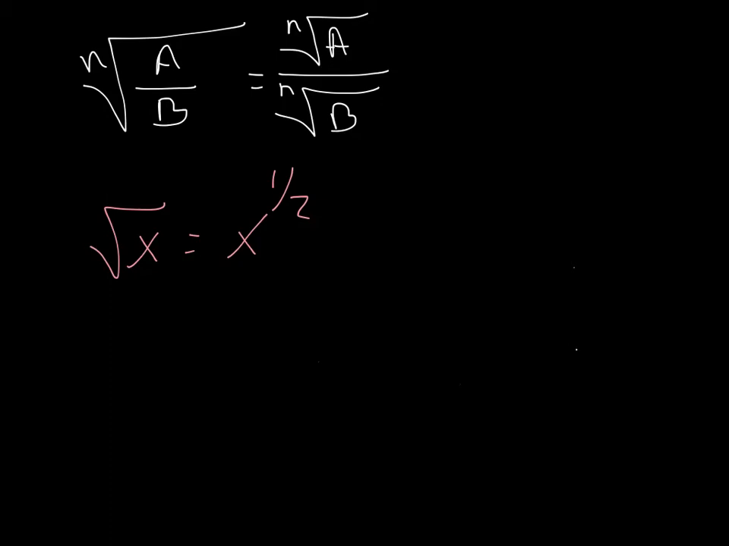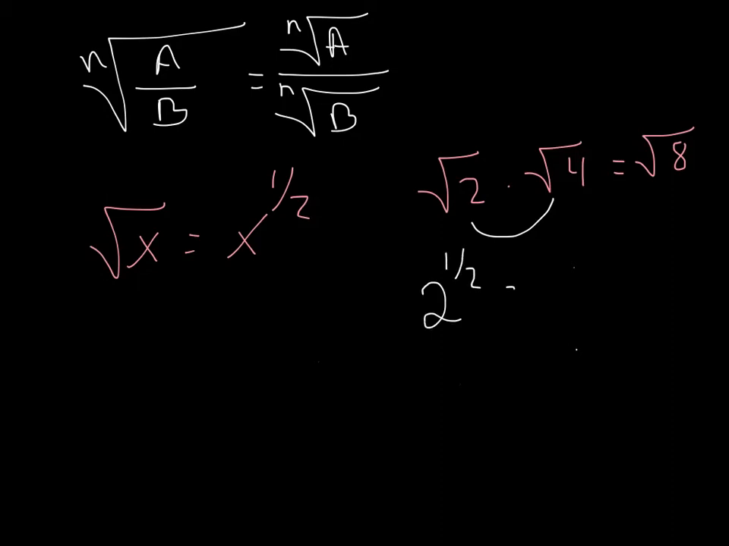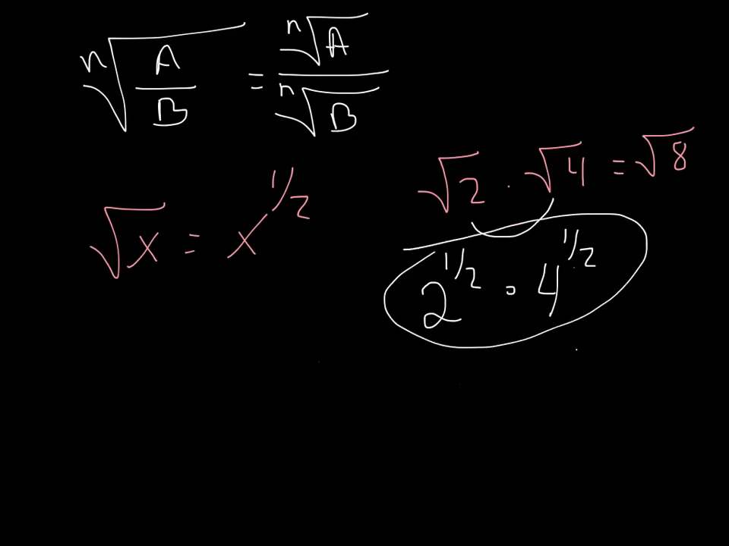So with that in mind, if we're multiplying, for example, the square root of 2 times the square root of 4, we know that's going to be equal to the square root of 8. So what allows us to multiply the 2 and the 4 and keep it under the radical? Well, let's rewrite that. This is the same thing as 2 to the 1/2 power times 4 to the 1/2 power. And what's interesting about that is this is the same thing as 2 times 4 all to the 1/2 power.